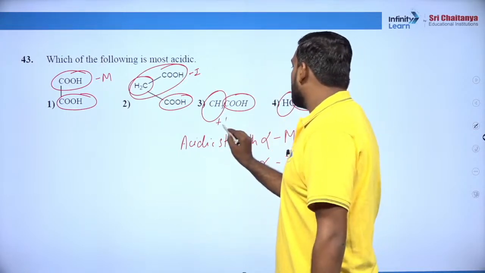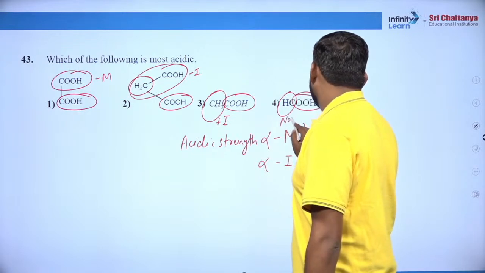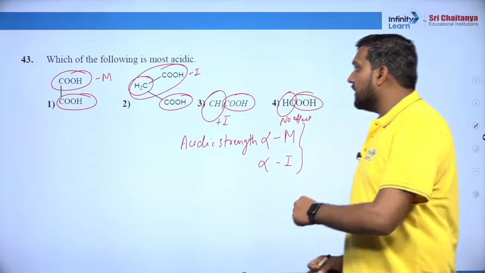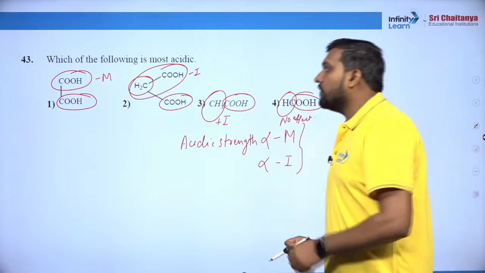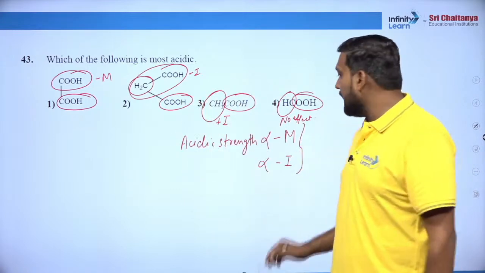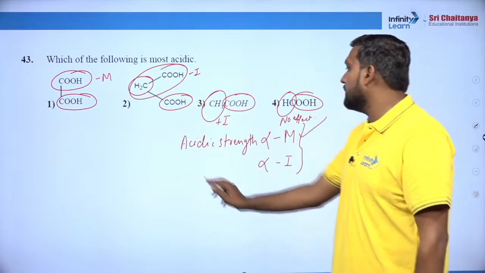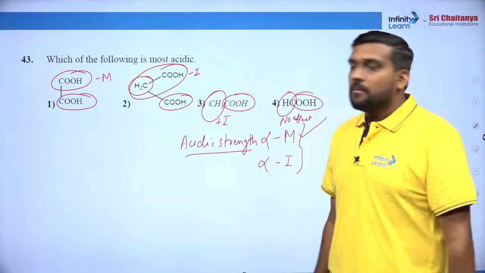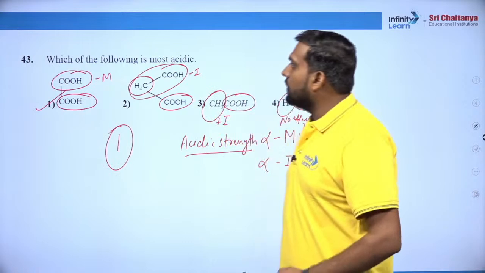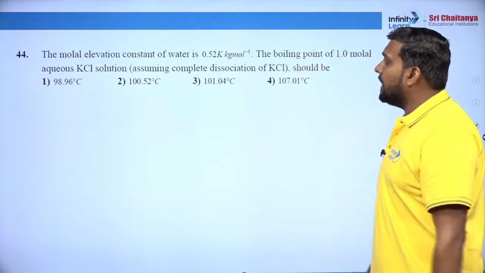This is applying plus I. This has no effect. The hydrogen does not have any effect. So if you observe here, there is only one molecule where minus M is applicable, and if minus M is applicable, then the acidic strength of that molecule will be maximum, and that is option number 1.